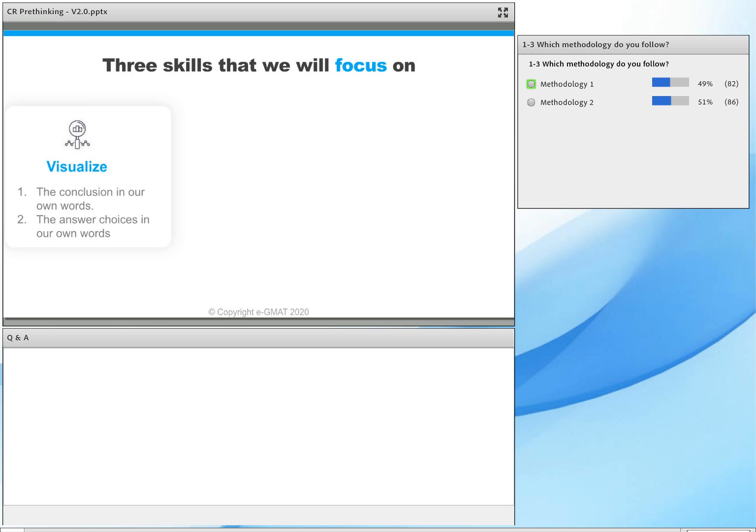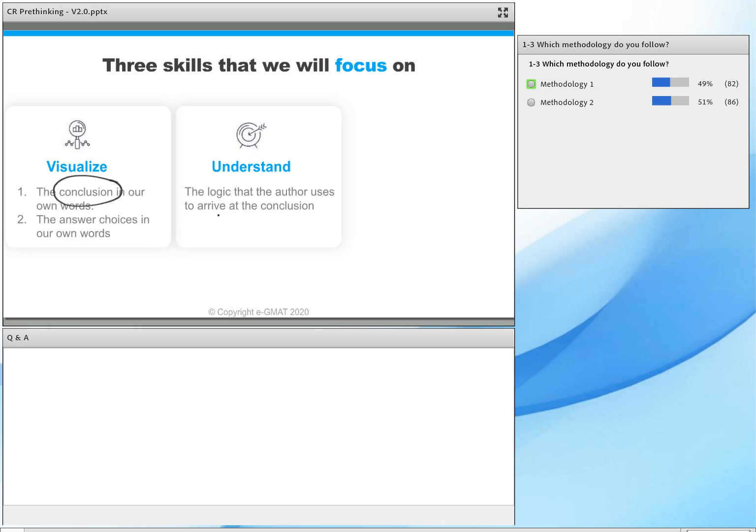I tell these people, when we say visualize, what it means is translate the conclusion in your own words and imagine that happening in your mind. Do the same thing with answer choices. Some people think it's going to take time, and initially it does, but it becomes second nature very quickly, and you save a ton of time doing this. The second thing is understanding how the author arrived at the conclusion. That's really important, which is what we call a logical structure.